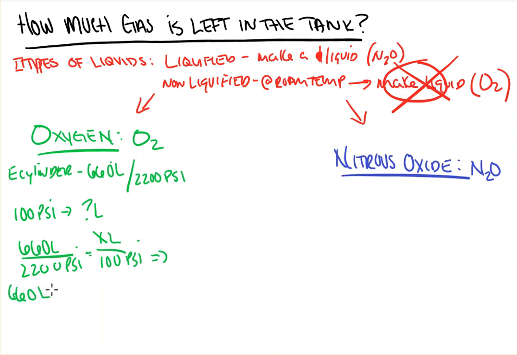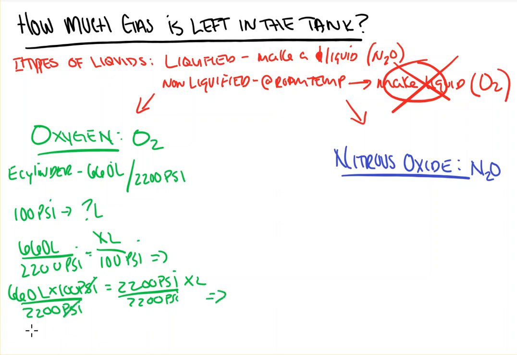660 liters times 100 PSI is equal to 2,200 PSI times X liters. We'll divide both sides by 2,200 PSI. The units will cancel. That leaves X liters equal to 66,000 over 2,200, which leaves us with a total volume left of 30 liters. Super easy to go through.